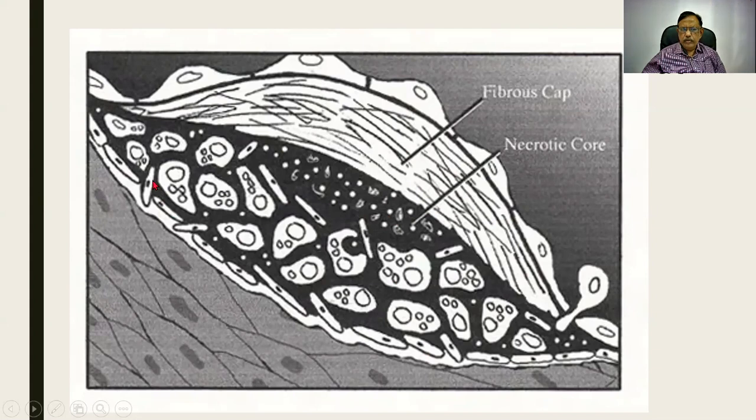And these are the smooth muscle cells which have traveled. I repeat again: fibrous cap, a necrotic core, foam cells, and smooth muscle cells. And this is an intact vascular endothelium. Lower down is a normal vessel wall.